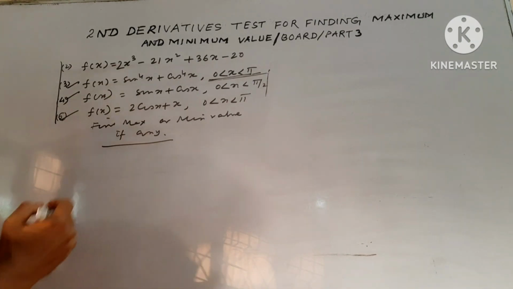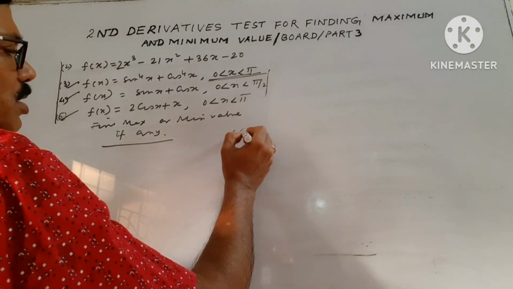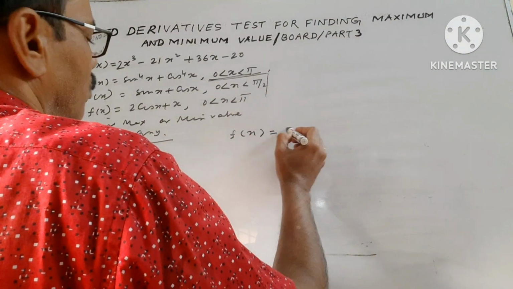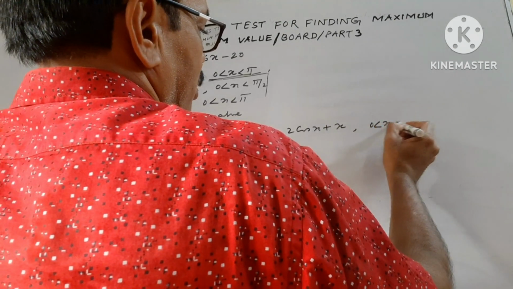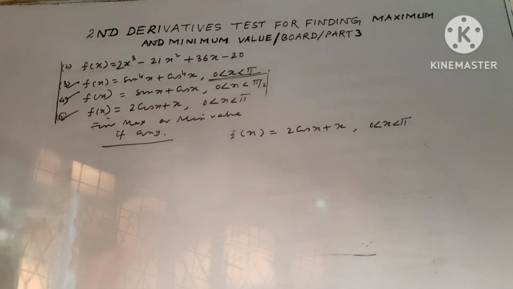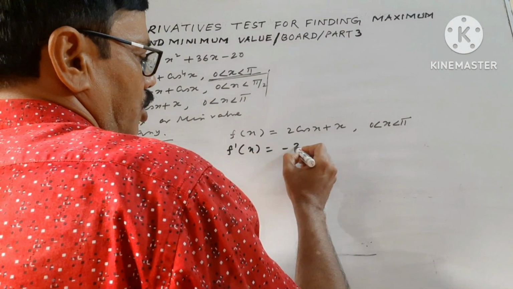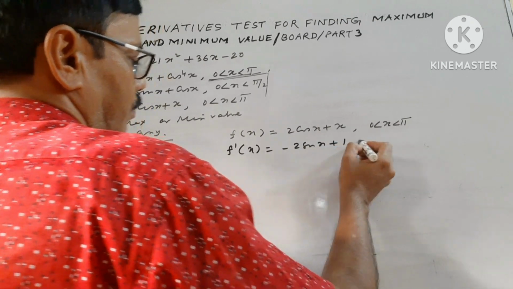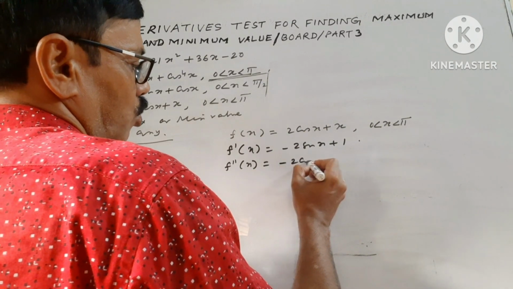Now, problem number 5. This is a very simple problem, 2 cos x plus x. So look at the restriction. Now f dash x equals minus 2 sin x plus 1. Now what is f double dash x? Minus 2 cos x.